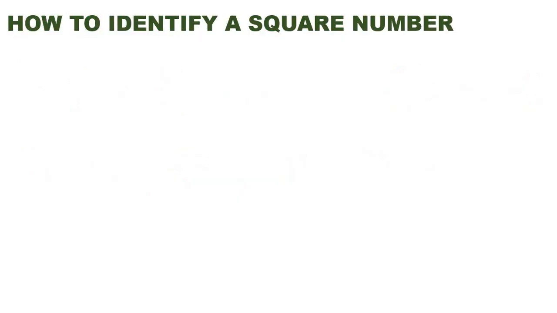So let's look at how you can determine if a number is actually a square number or not. Now let's start with this example. Now the question is, is 625 a square number? What you do is you break it down. Get the prime factors of this number. Let's just do it like we don't know what they are.